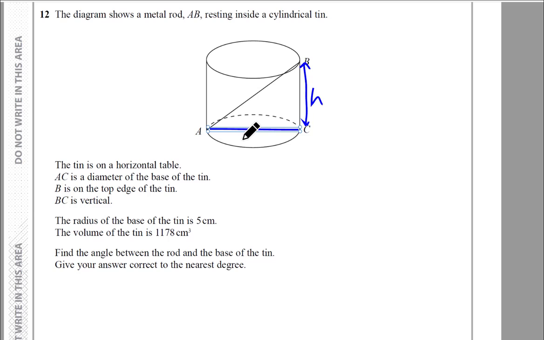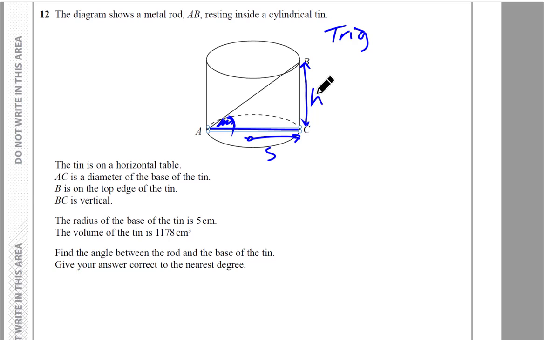And we have the radius is 5. Find the angle between the rod and the base of the tin. That's the rod, and that's the angle, and that's the base. So we're finding this angle, so we can use trig, and we need to find h.